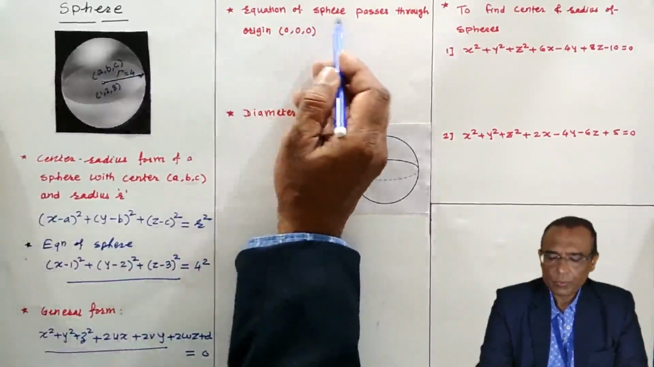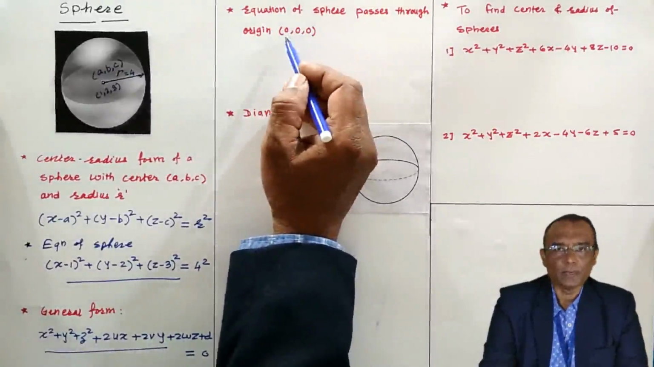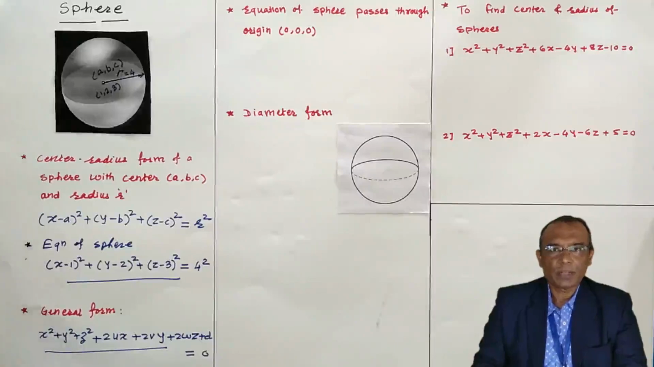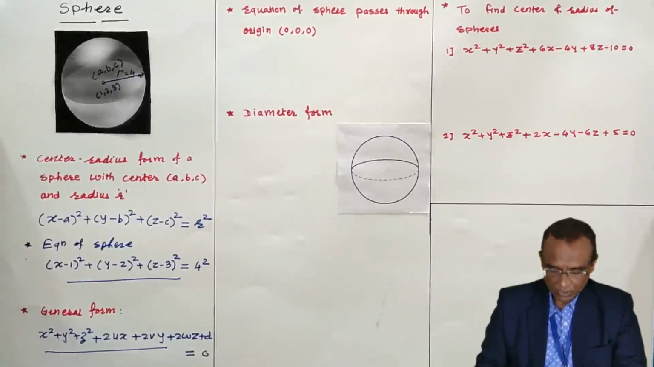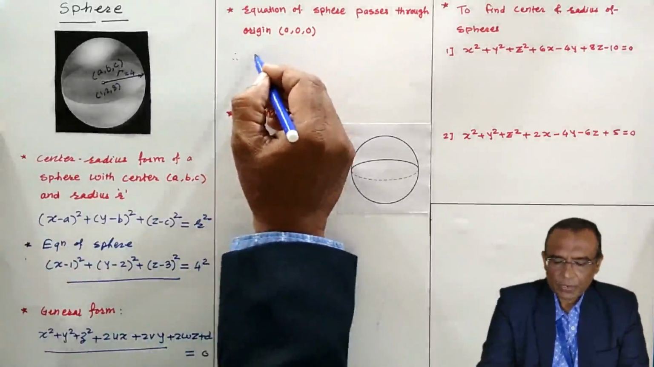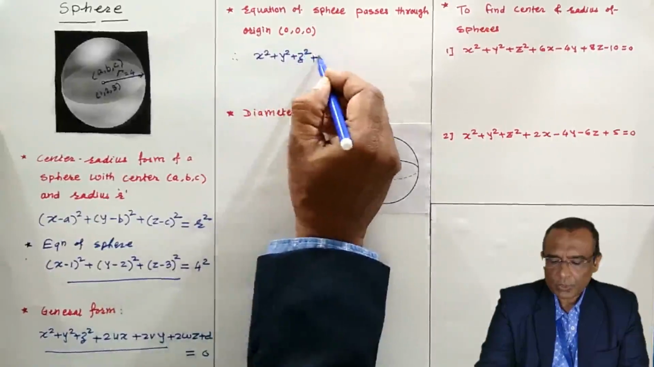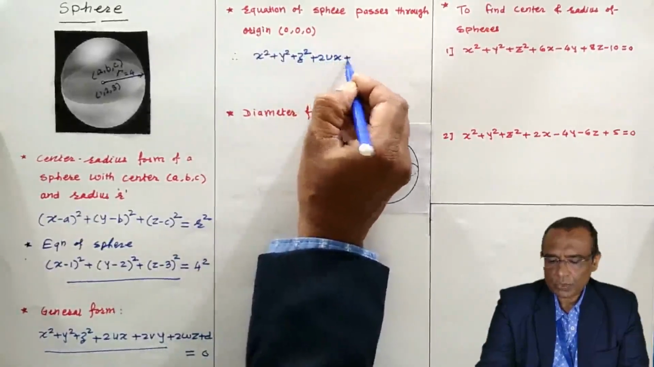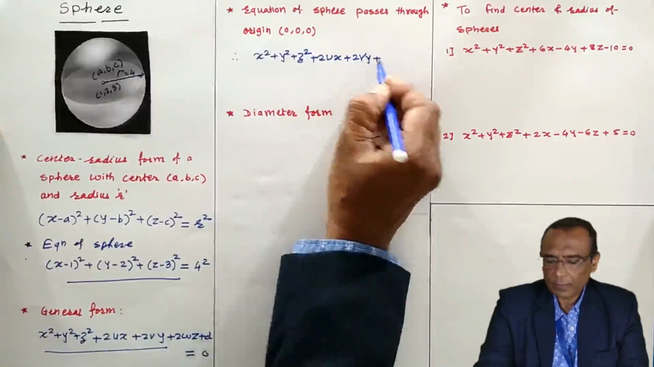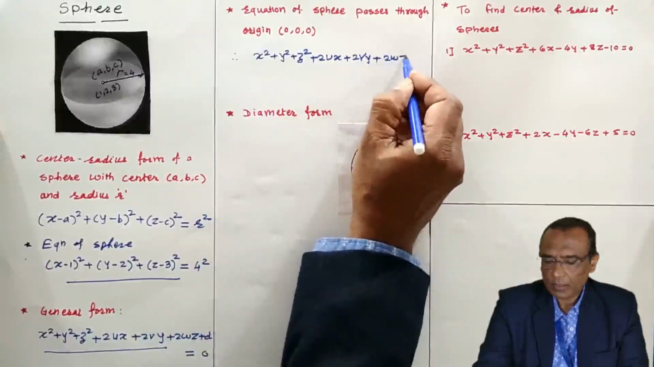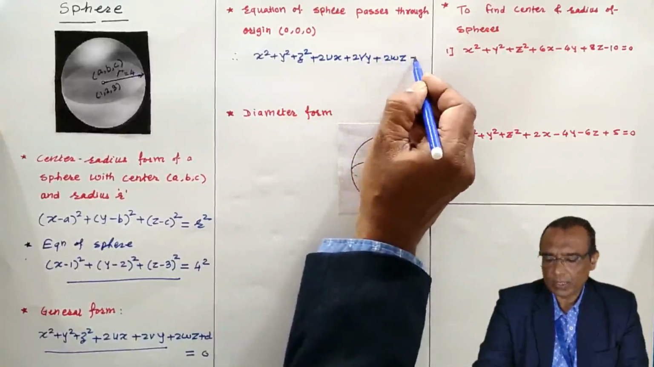Now the equation of a sphere that passes through the origin. If any structure passes through the origin, the equation of that structure is free from the constant. Therefore, the equation of the sphere I am writing: x squared plus y squared plus z squared plus 2ux plus 2vy plus 2wz, with d not there, equal to 0.